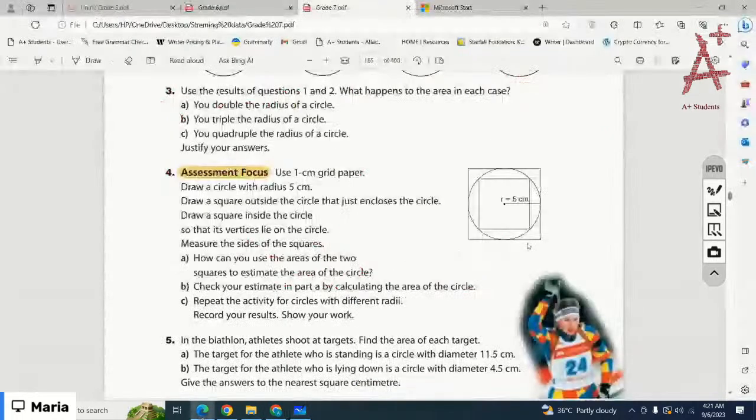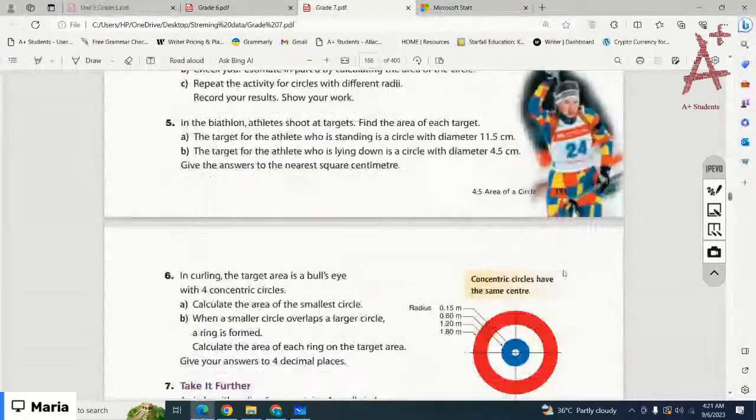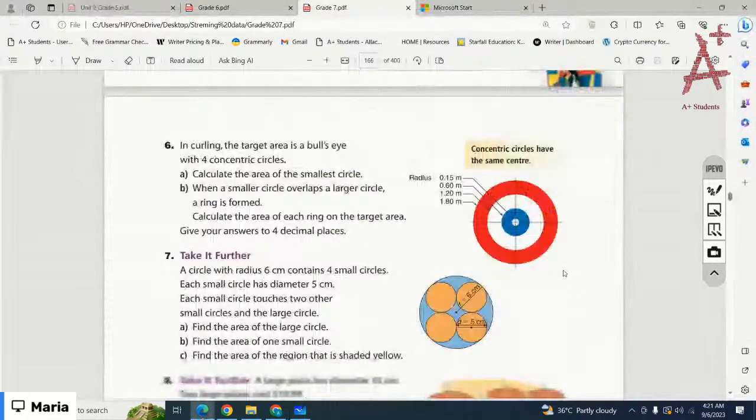Let's start with the next one. Question number 6. In curling, the target area is the bull's eye with 4 concentric circles. Calculate the area of the smallest circle. When a smaller circle overlaps a larger circle, a ring is formed. Calculate the area of each ring on the target area. Give your answer to 4 decimal places. You are given the radius of the circles: 0.15, then 0.60, then 1.20 and 1.80.